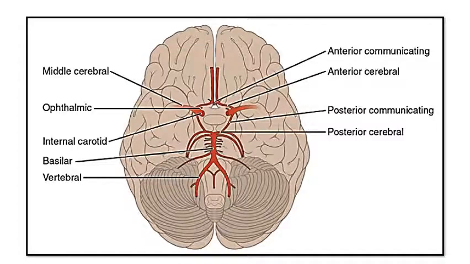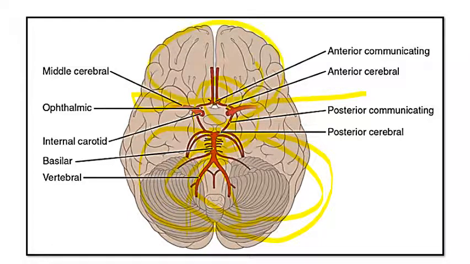Okay, so here you see the cervical arteries coming up through the foramen magnum and supplying blood to the basilar artery, which supplies blood to the posterior side of the brain. And then the internal carotid arteries enter and supply blood to the circle of Willis, which supplies blood to the anterior part of the brain.